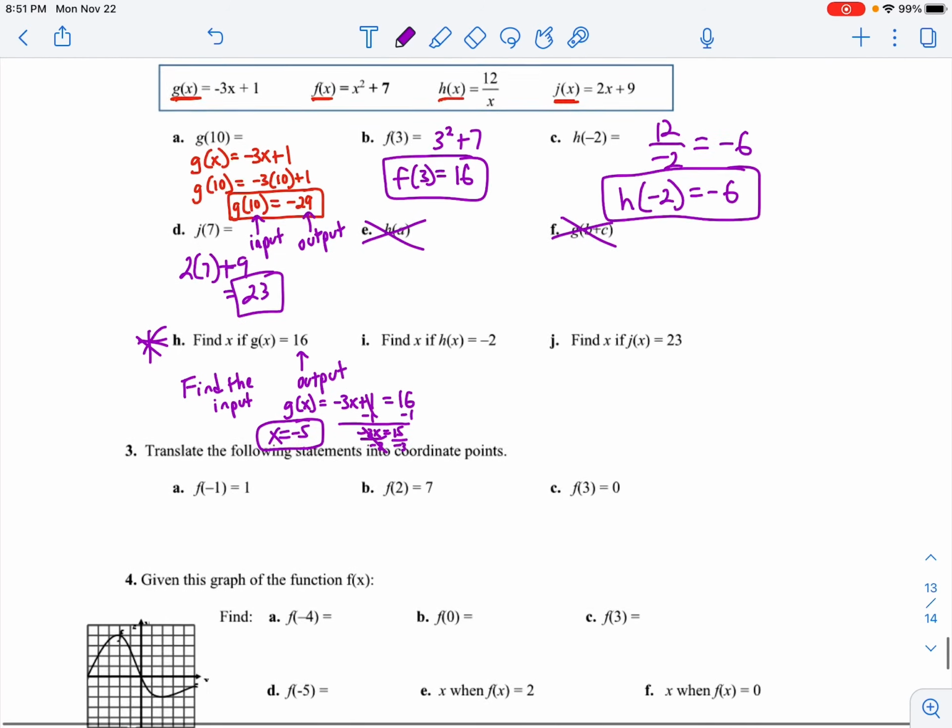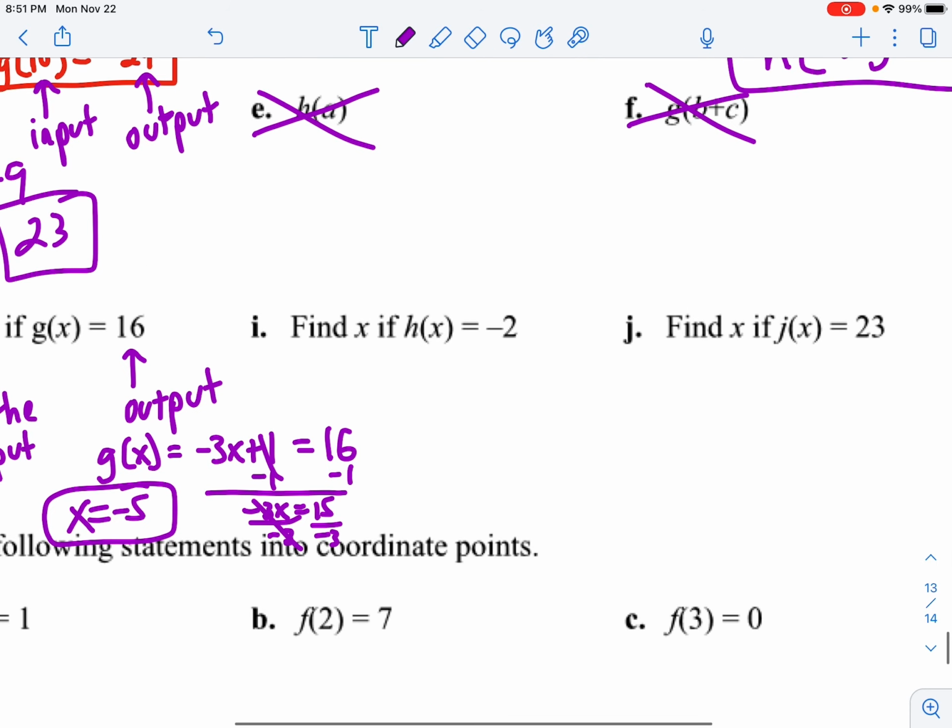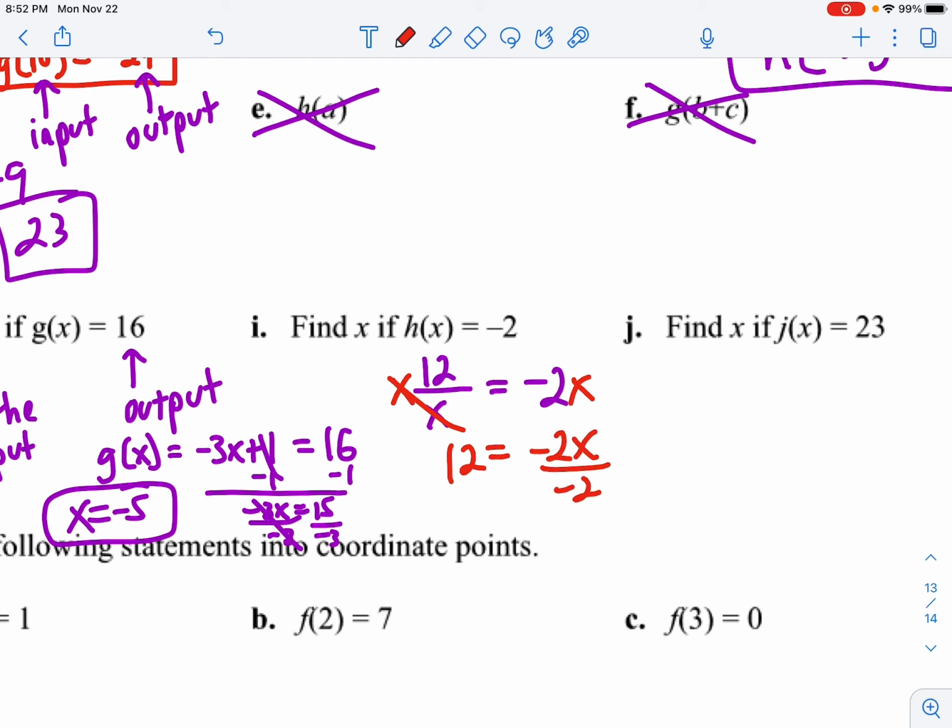Same thing here. The h of x function is 12 over x. So basically, if 12 over x equaled negative 2, solve that for x. So 12 divided by some number is equal to negative 2. So you can multiply by x on each side. So 12 equals negative 2x, and then divide by negative 2 on each side, and you get your x, which should be negative 6.